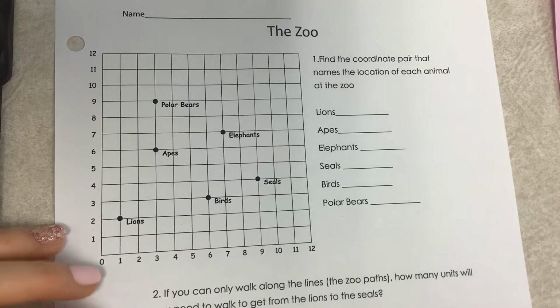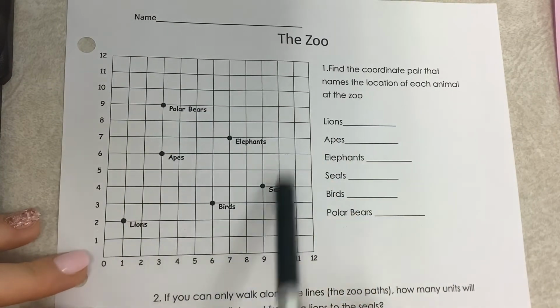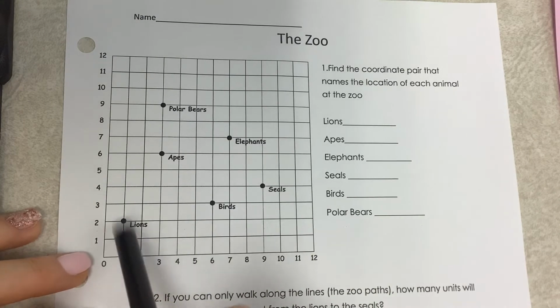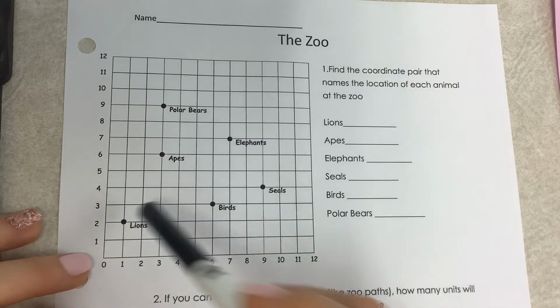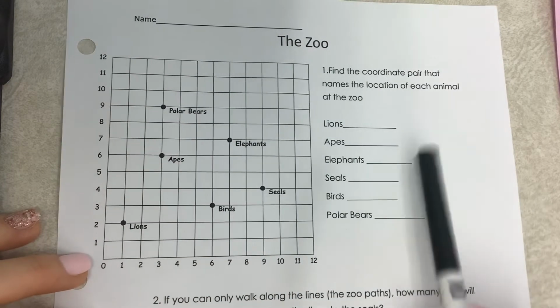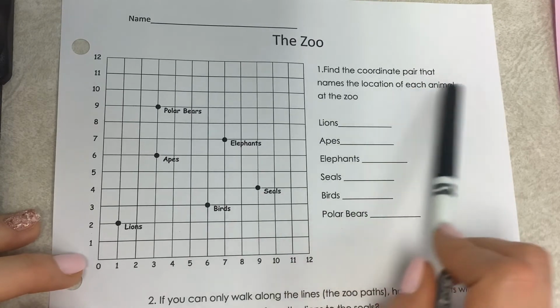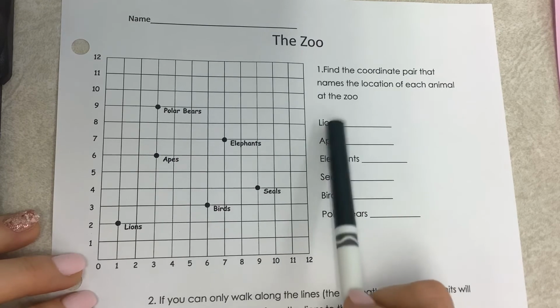So here, I have the zoo. I have a graph, and I see that I have points. And this is what I meant earlier when I said that you had to have a name, an ordered pair, or a letter to label them. See, these are all labels because I have a map of a zoo. So this says, find the coordinate pair that names the location of each animal at the zoo. Lions. This means, how would you get to the lions if you're starting here?